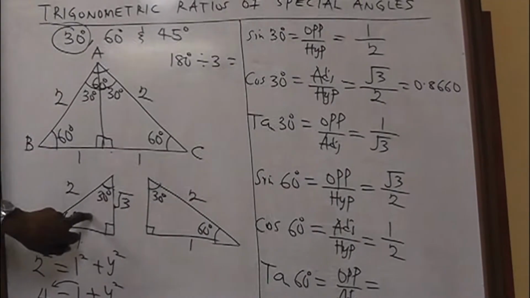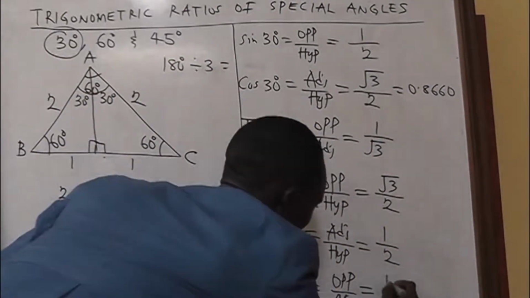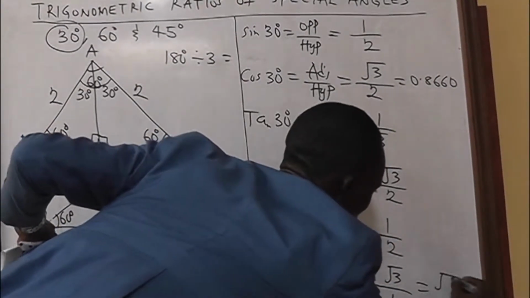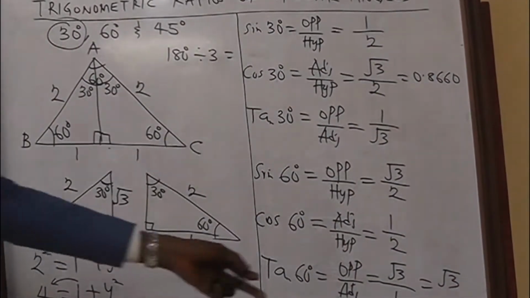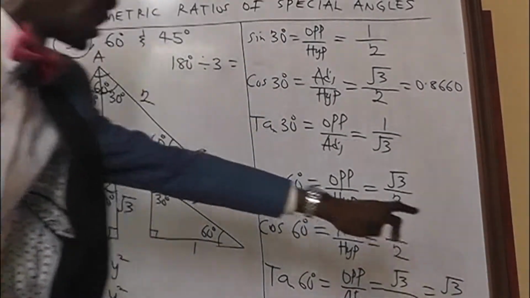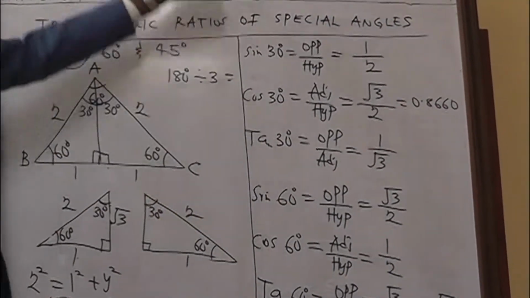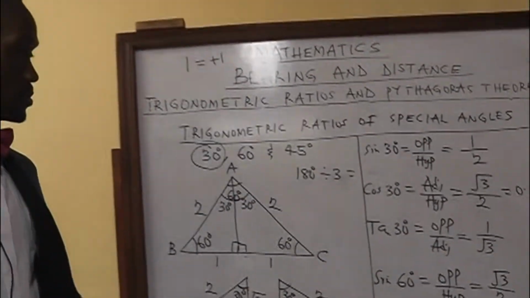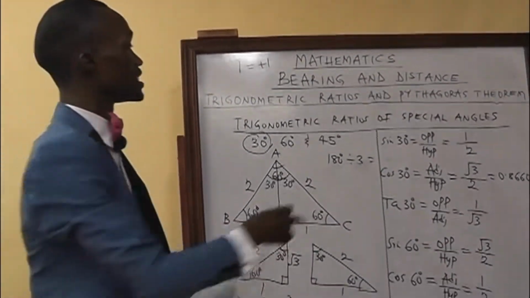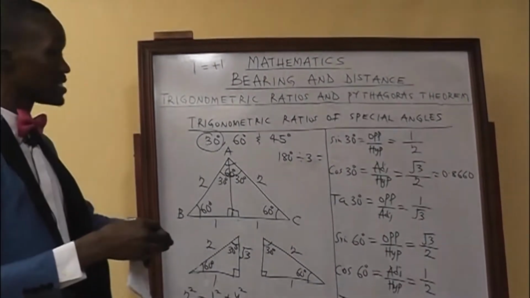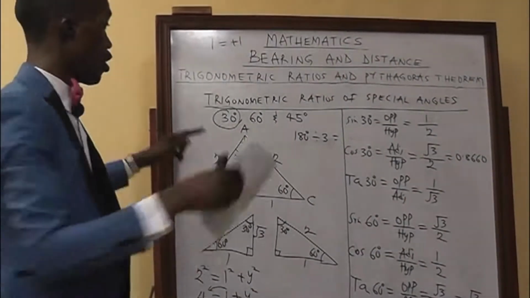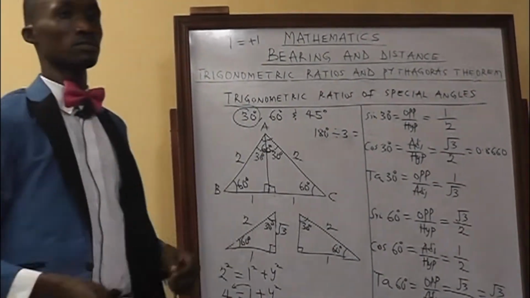And what is the opposite side of 60? That is root 3. And what's the adjacent side? That is 1. So this is root 3 over 1. If you divide anything by 1, we still have that value without changing. So I hope this is well understood, and we can look at the other one too, for 45 degrees. So these are the special angles that we have, and these are things that we can derive in an exam hall without even cramming or going through too much stress.